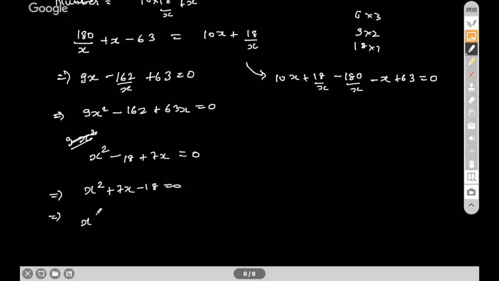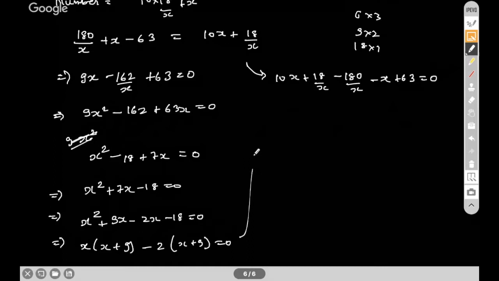This implies you can write x squared plus 9x minus 2x minus 18 equals 0. Sorry, the other way around. Please be very careful, every step you just do a mental recalculation. This implies you can take x as common from the first two terms, so x plus 9. And negative 2 common from the last two terms, x plus 9 equals 0. Now it is nothing but x plus 9 times x minus 2 equals 0. x equals negative 9 or x equals 2.